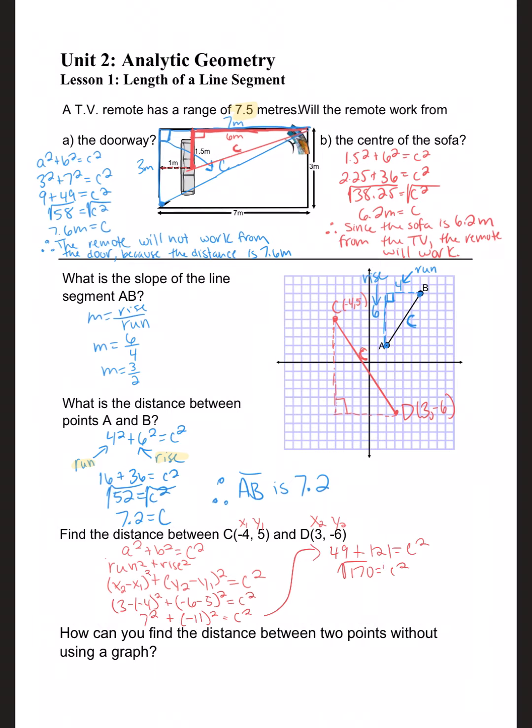And we'll take the square root of both sides. So you should get 13.0 equals, and we can say CD.